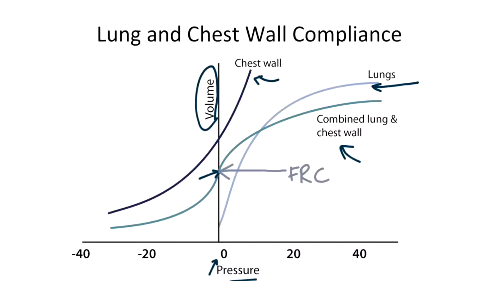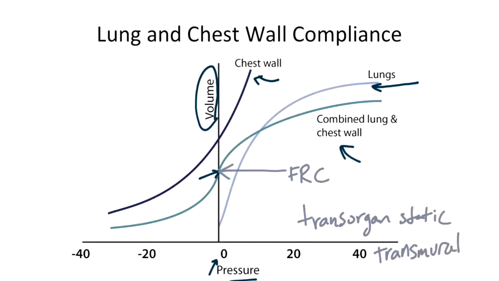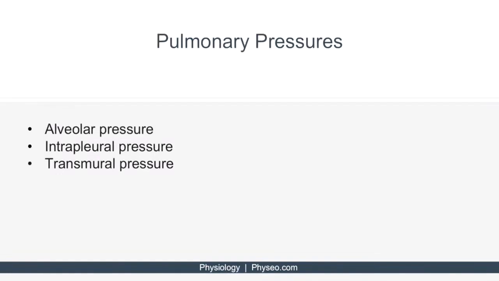Sometimes you may see the x-axis on this figure labeled trans-organ static pressure or transmural pressure. These terms are actually pretty confusing and, in my opinion, pretty unhelpful. I'd like to take a second to explain the different pressures or forces acting on the lungs and explain what these terms mean, and then why they should also be avoided, in my opinion. So for step 1, it's important to understand 3 different pressures related to the lungs: the alveolar pressure, the intrapleural pressure, and the transmural pressure. Let's pull up a blank screen and talk about each of these.